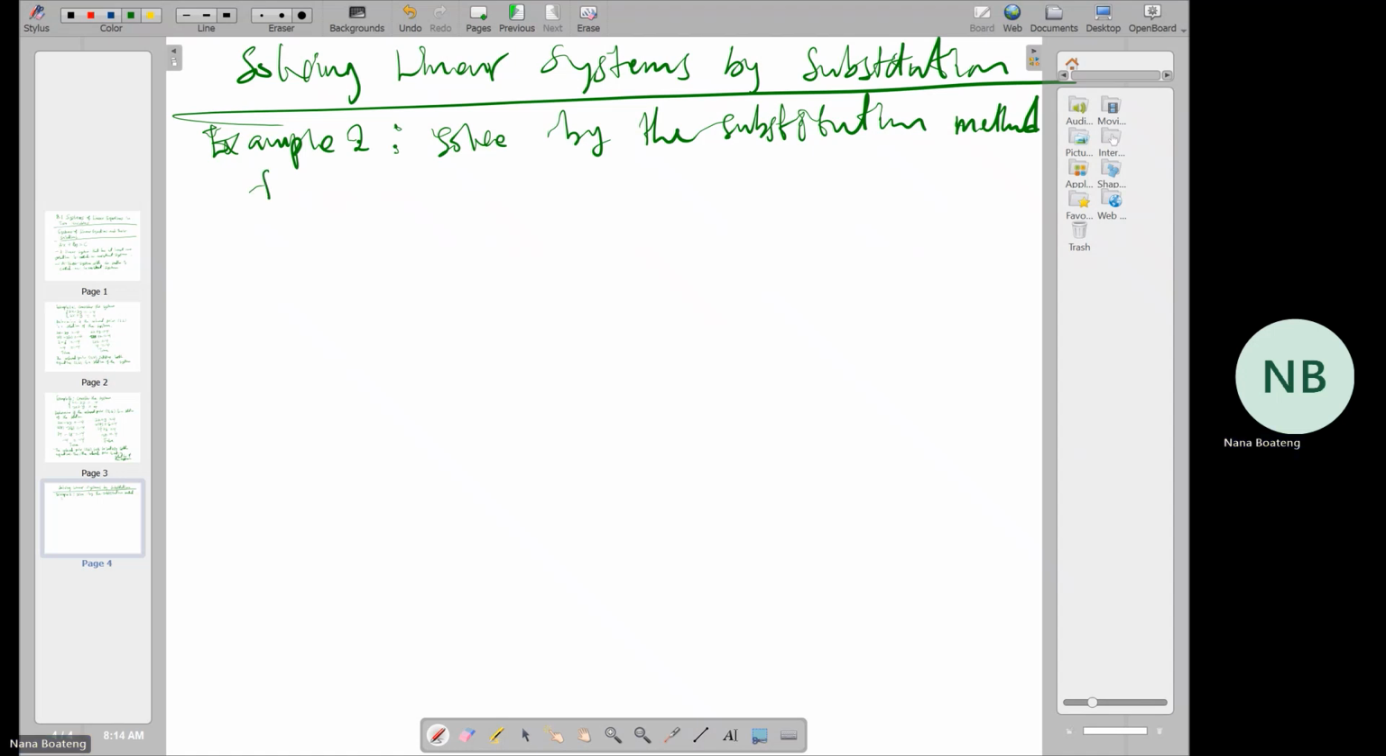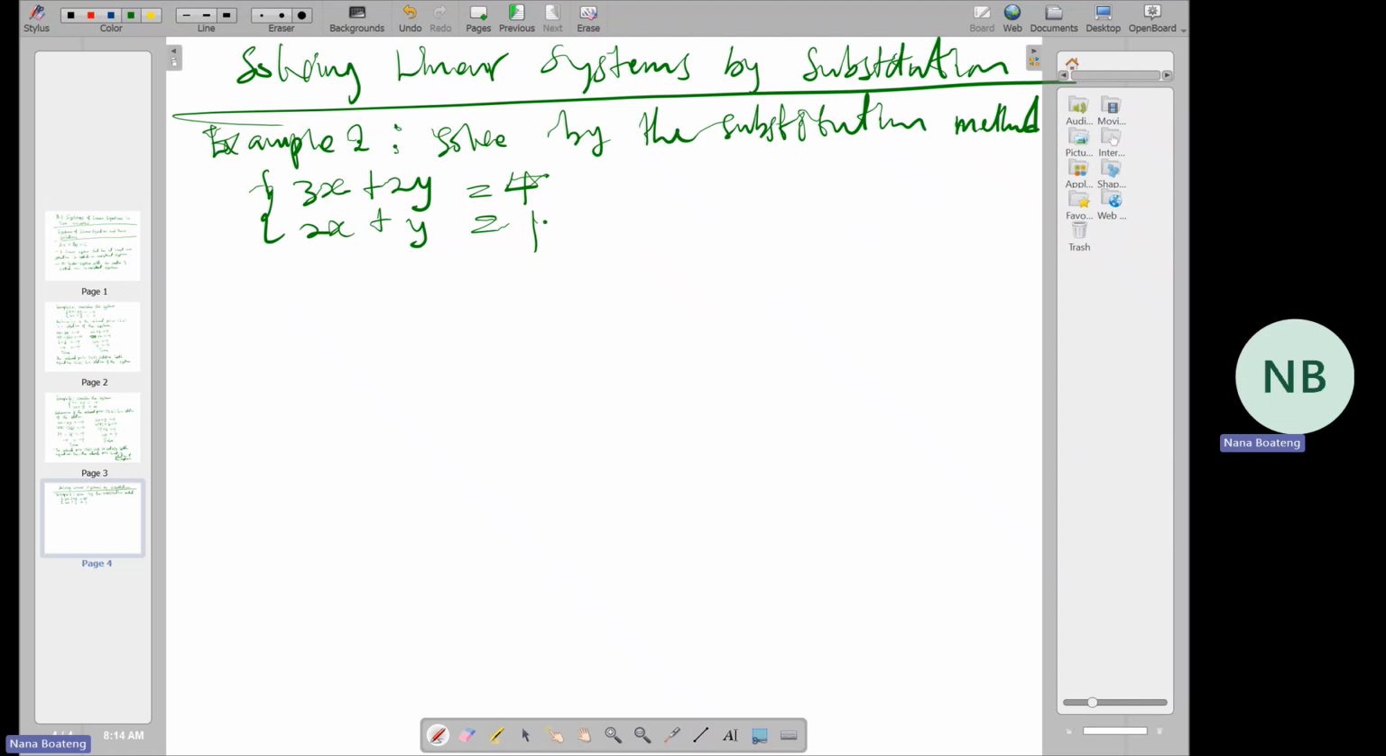And the equation is 3x plus 2y is equal to 4, and 2x plus y is equal to 1.